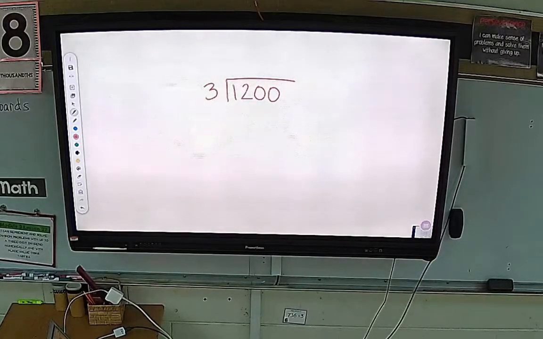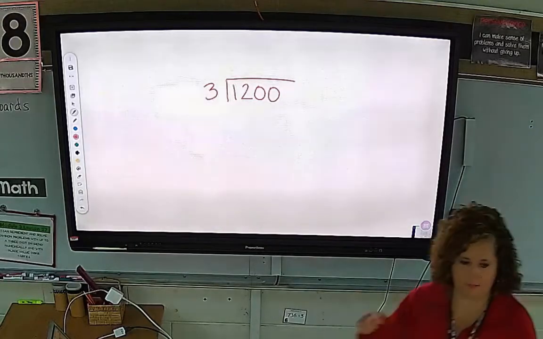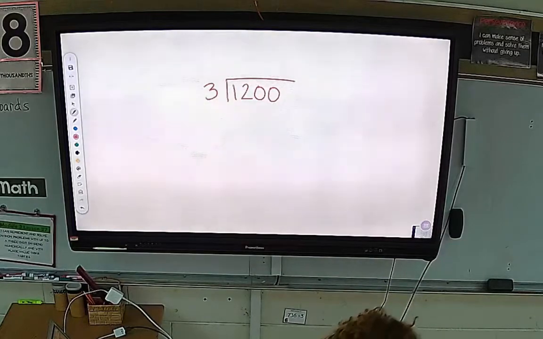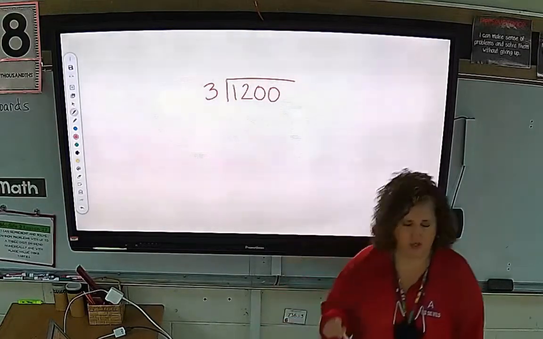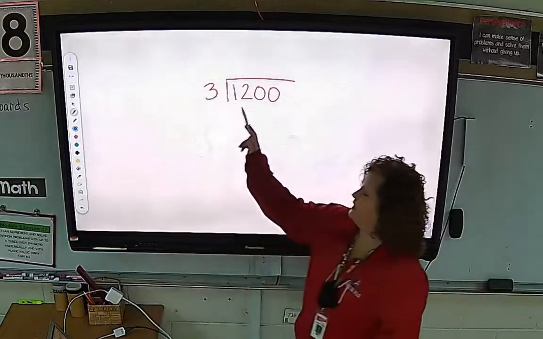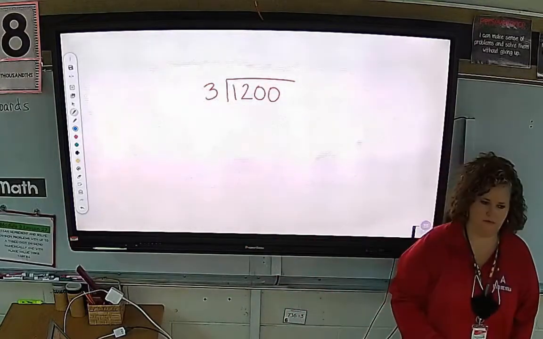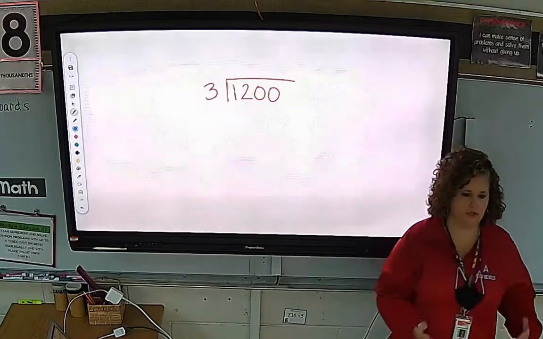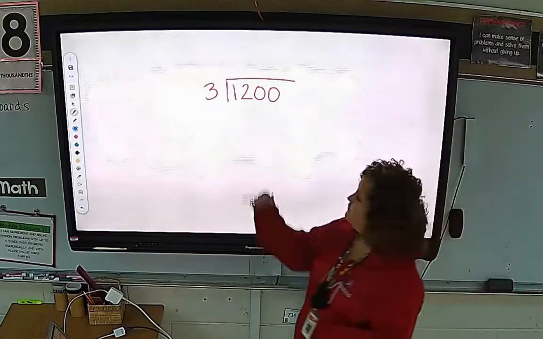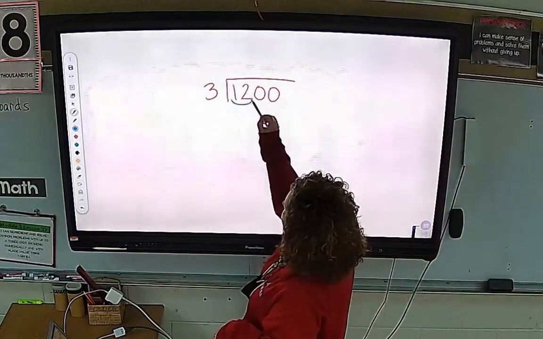I think some of you can tell that a 4 belongs in our answer. But what you might be wondering is, did I put the right number of zeros? All right, let's check this out. Can I get a group of 3 out of 1? No. So what am I going to have to look at instead? I'm going to have to grab the digit beside it and look at 12.